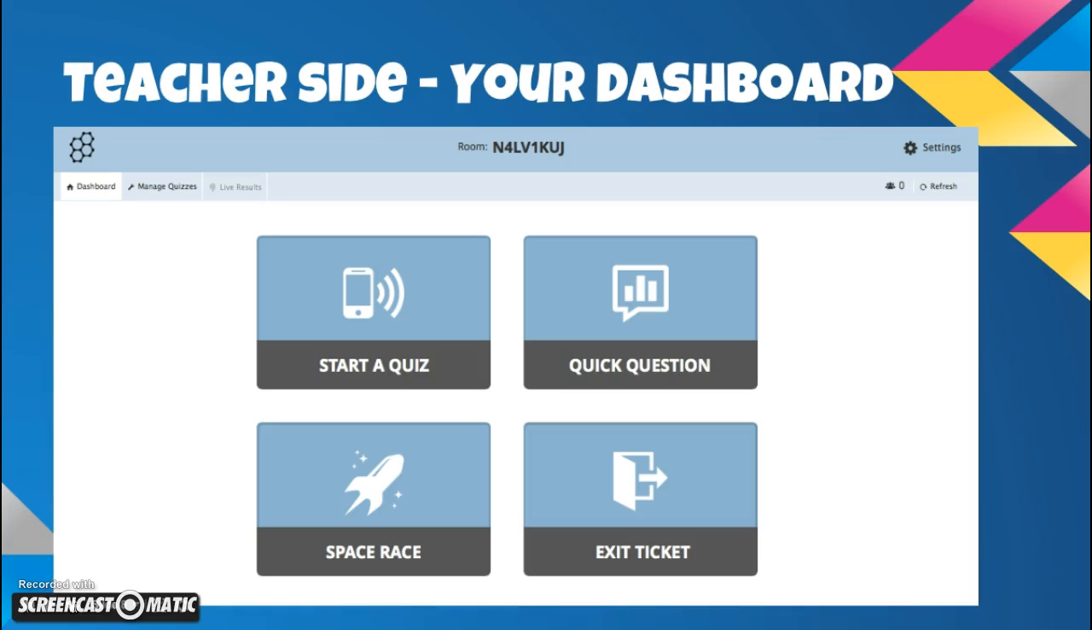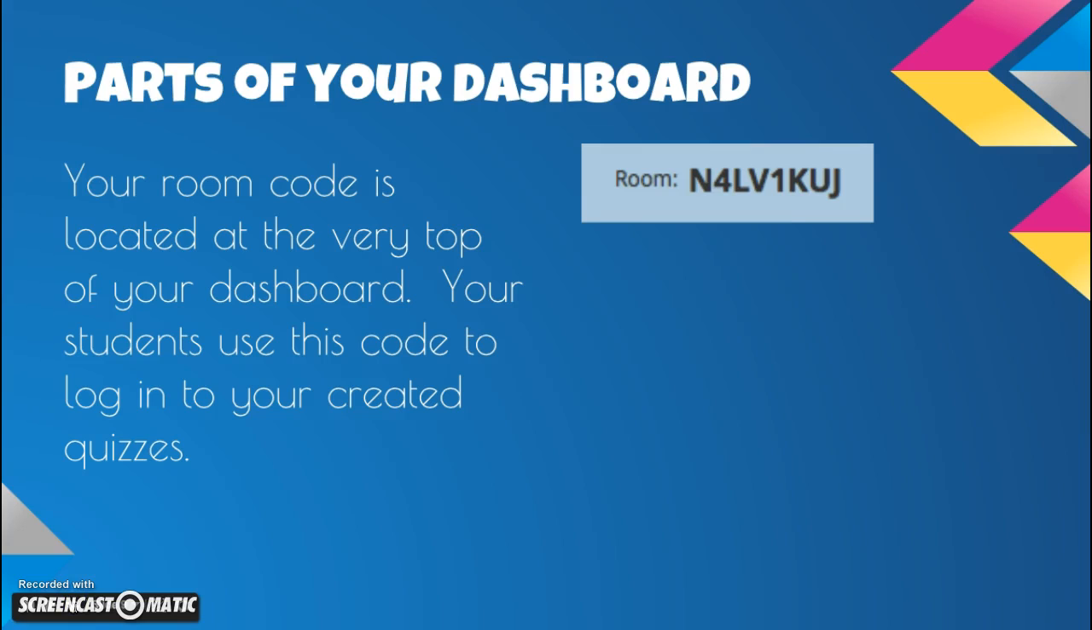So I'm going to go over the parts of the dashboard now. At the very top is your room code. This is very important to give to your students in your class when you're about to do something with the app, because this is tailored to you, your account, and everything that is in your account you've created.